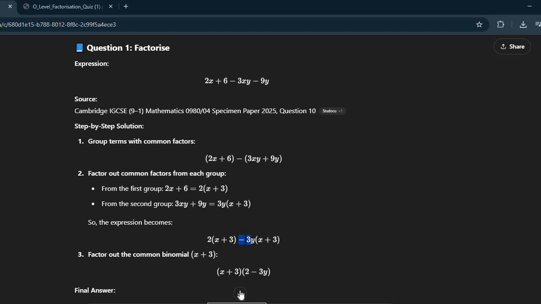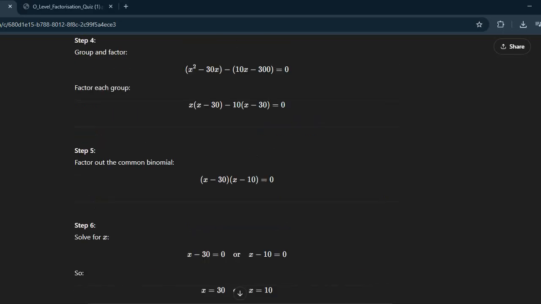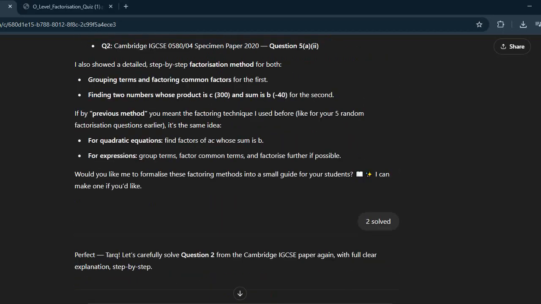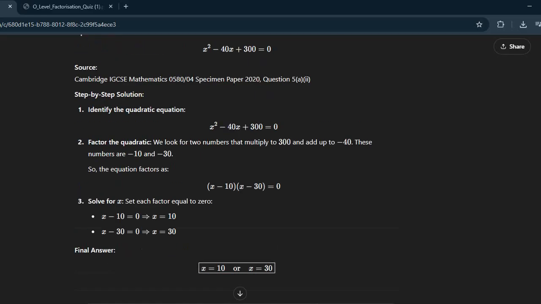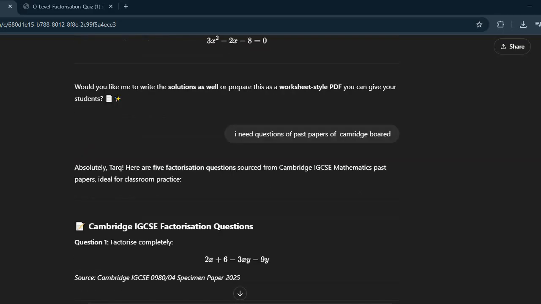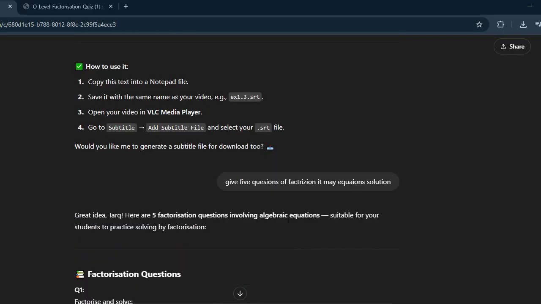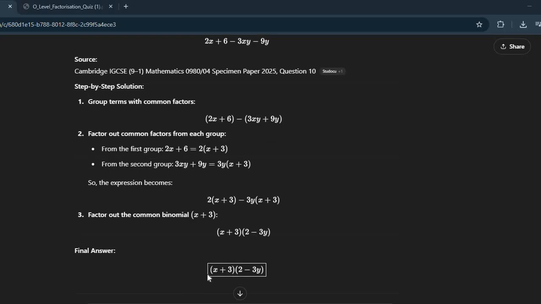Now if you want a solution, you can get the answer either way, and you will get the answer in this way. So this is the way we can do it. So we made both factors: x plus 3 and 2 minus 3y.